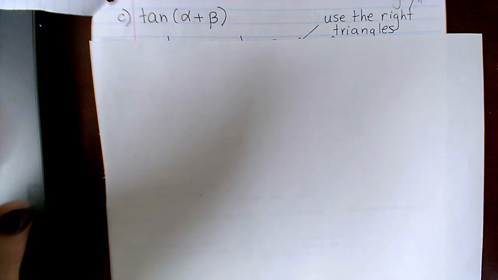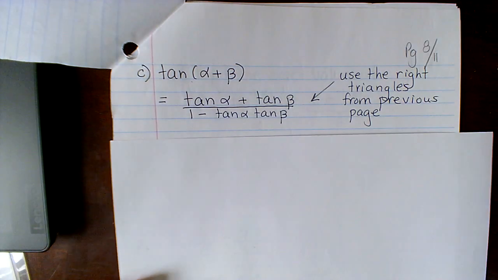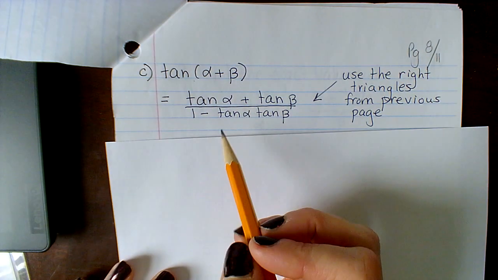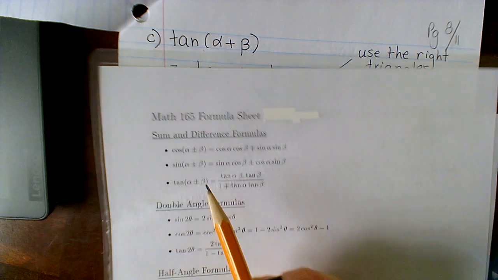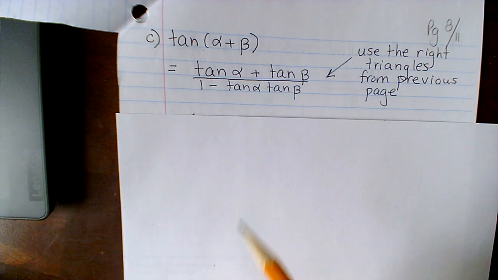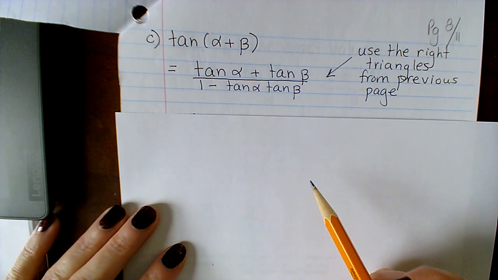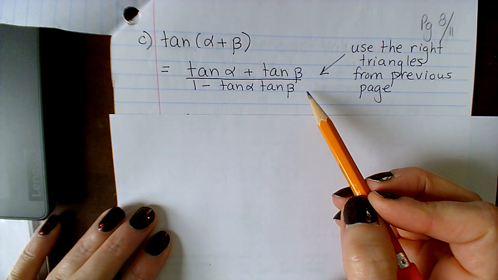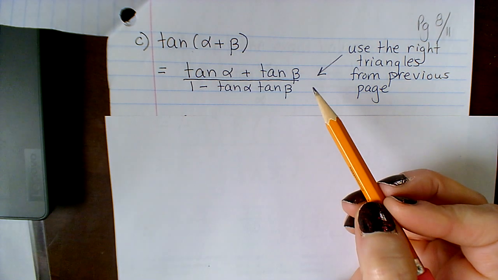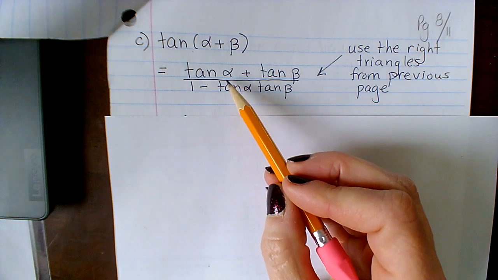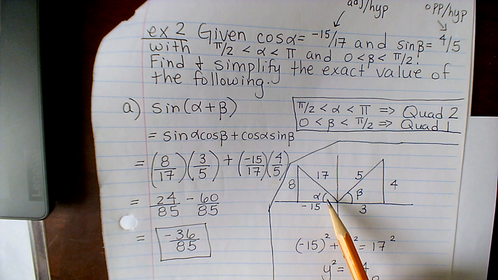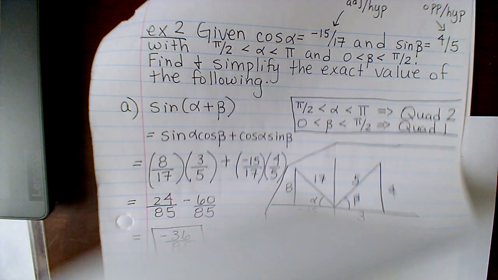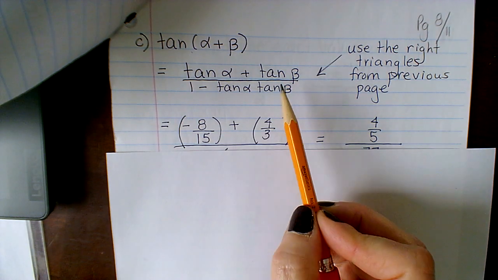And then lastly, part C here. Tangent alpha plus beta, looking at our formula sheet for tangent alpha plus beta, we get this formula. And then we're going to use the same right triangles from the previous page. We're going to look at the alpha triangle and find the tangent. The tangent is opposite over adjacent. So it's 8 over minus 15.